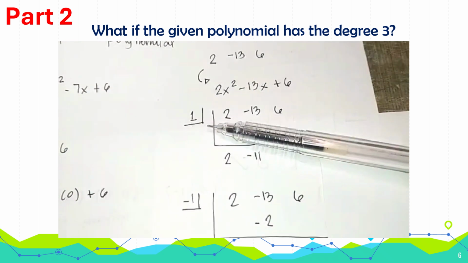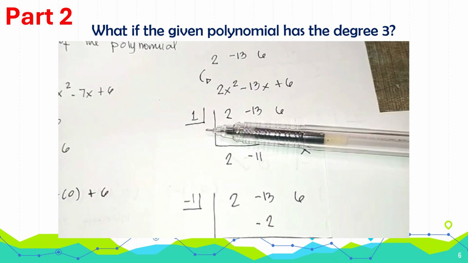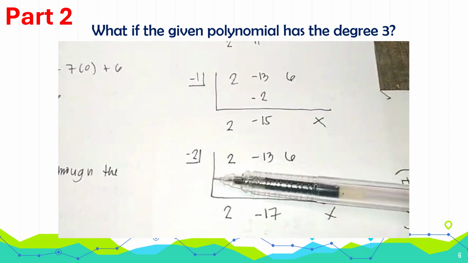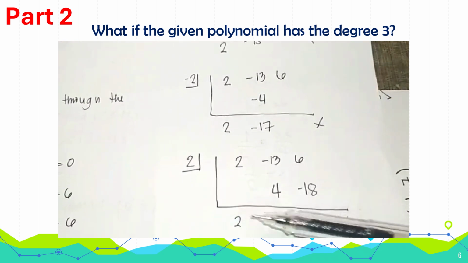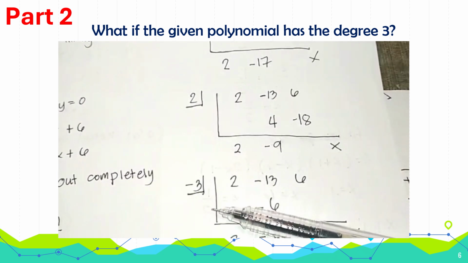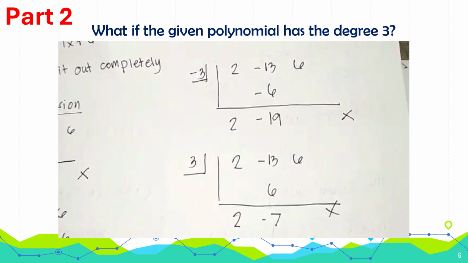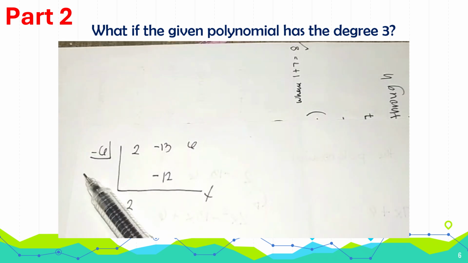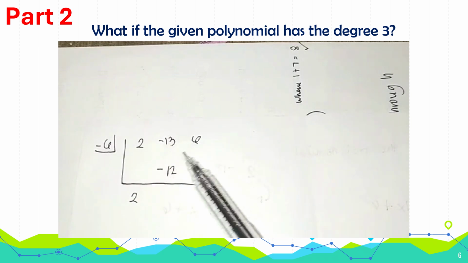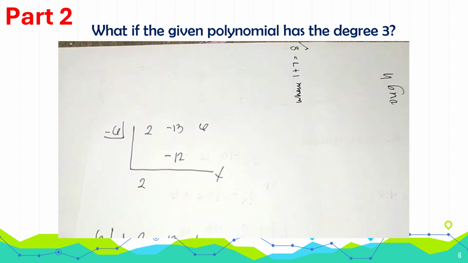So this is not a factor of this polynomial function. -1 is not also. -2 is not. +2 is not. I did not continue since it's very obvious. -3 is not a factor. +3 is also not a factor. Then I continue with -6, still not a factor. I did not continue anymore since this will give us a remainder that's not 0.